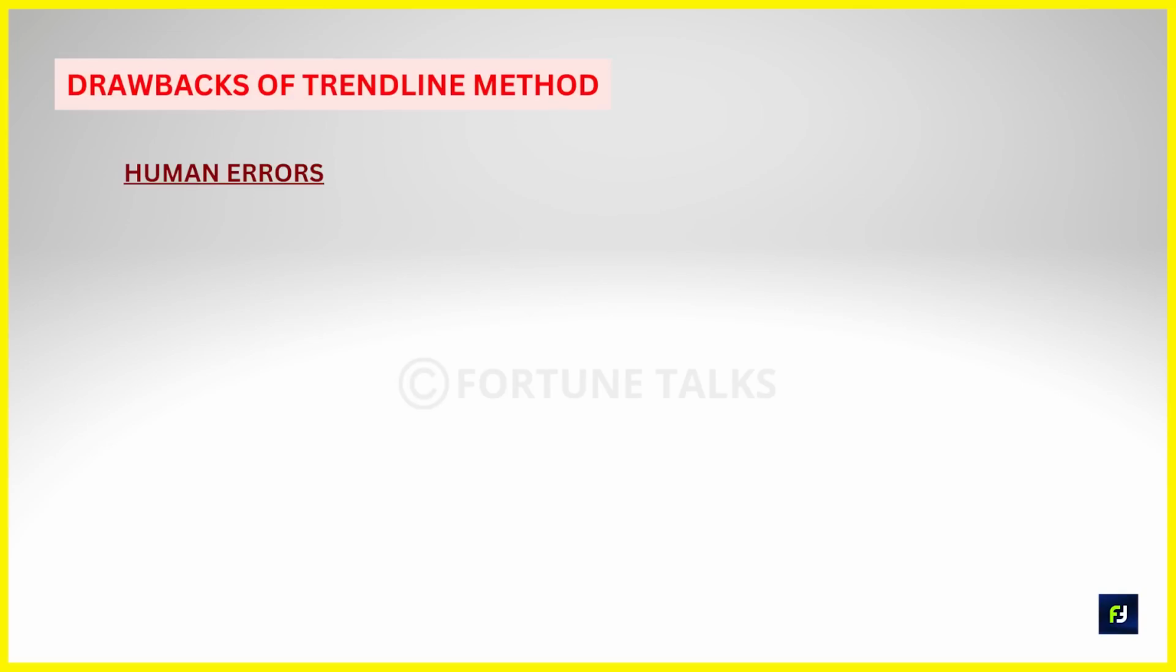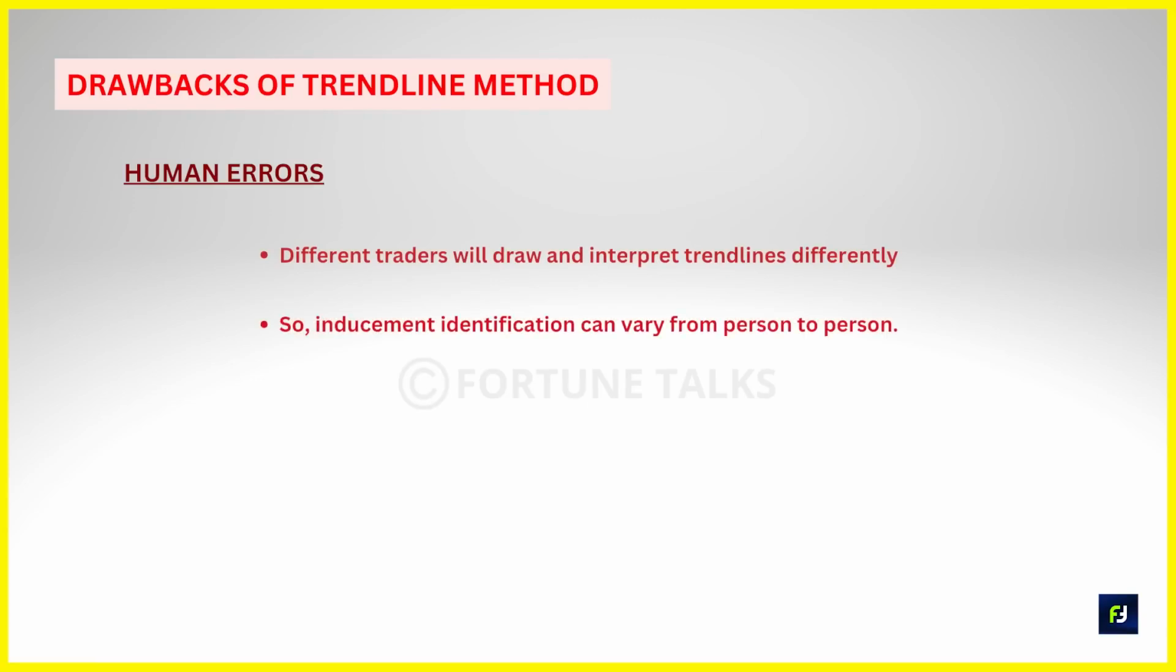Now, there are a few problems with this trend line method. First of all, trend lines are subject to human errors. This means different traders would draw and interpret trend lines differently. So the inducement identification varies vastly from person to person. This confusion is not a good thing.